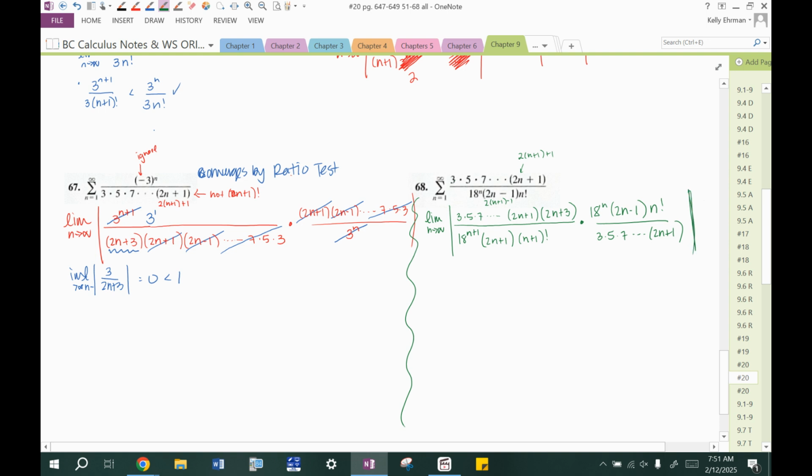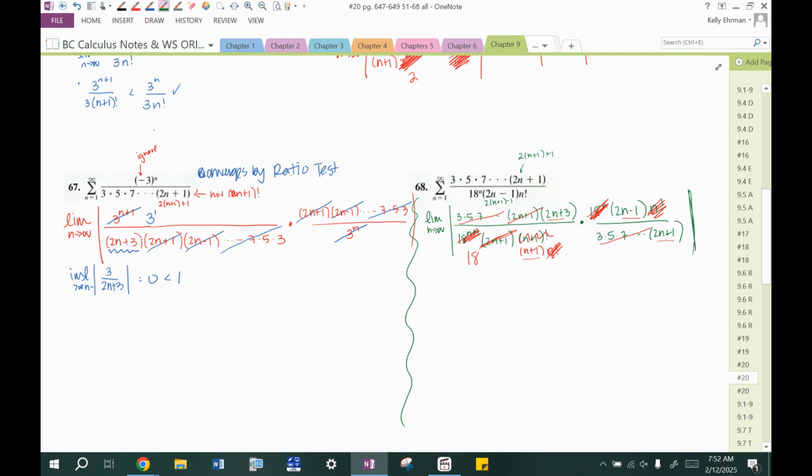All right. What cancels? Let's look at some obvious ones. 3, 5, 7, and all those numbers cancel. This 2n plus 1 can either cancel with this one or down here with this one, but not both. Remember, n plus 1 factorial is n plus 1 times n factorial. So this n factorial can cancel with this one. 18 to the n can cancel with 18 to the n plus 1. You've got an 18 down there. And because the rest of these expressions are not the exact same thing, none of them will cancel.